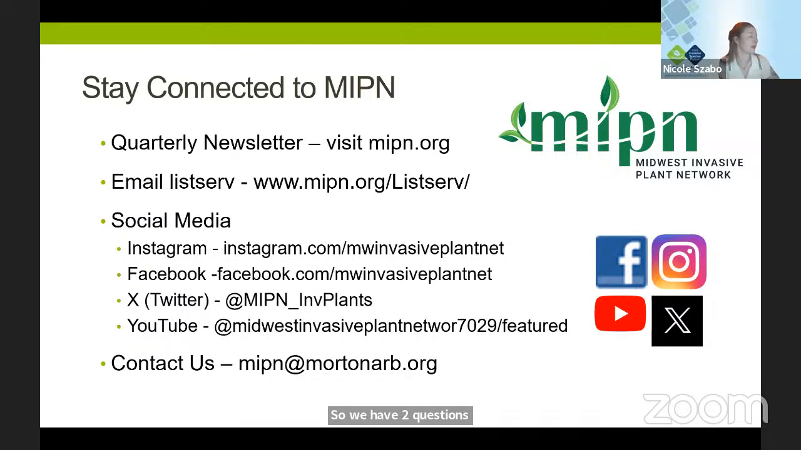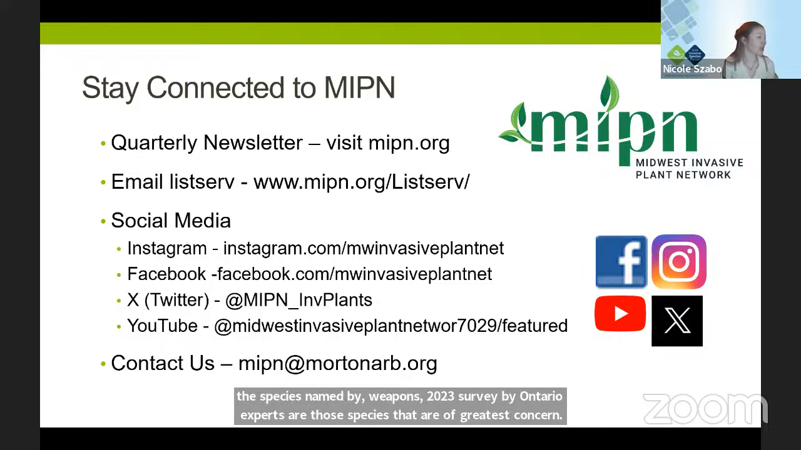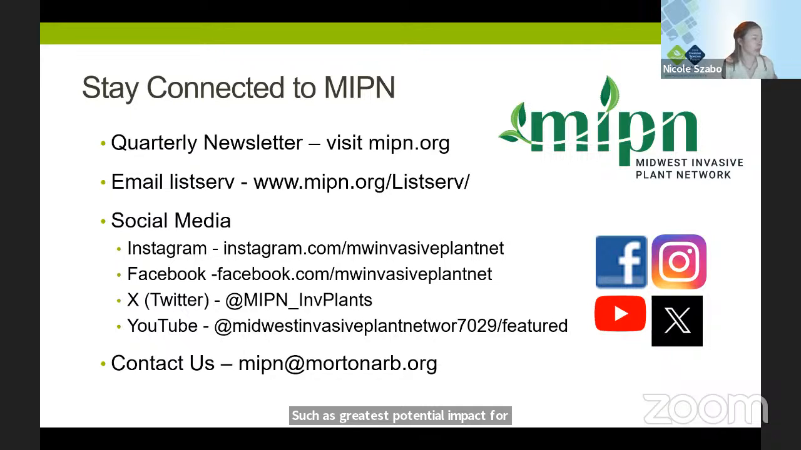First question, regarding the species named by MIPIN's 2023 survey of experts, are those species of greatest concern, such as greatest potential impact, for instance, that have been observed at least once, or invasive species that have the greatest abundance? Not sure if that list is based on impact or abundance.